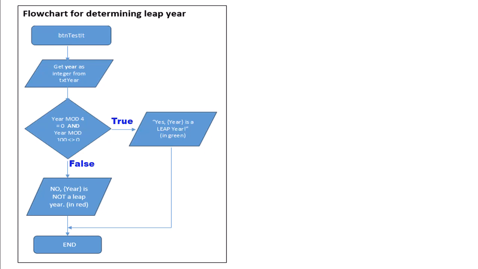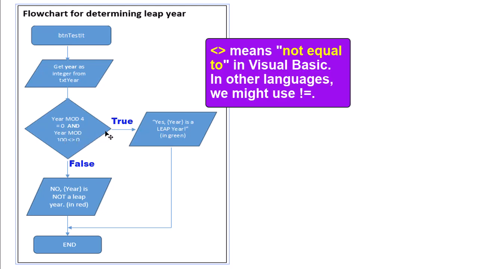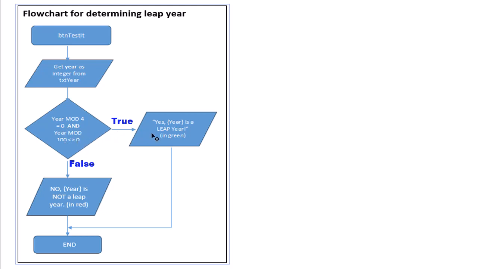We represent things logically, and you can see the flow here. This is our code for our btnTestIt button. We're going to get the year as an integer from the text box named txtYear. We're going to do some math calculations. We're using the mod operator here. That gives us an integer remainder, integer division remainder. So if I divide the year by 4 and there's nothing left over, and I divide the year by 100, but there is something left over, then we have a flow going to the right here.